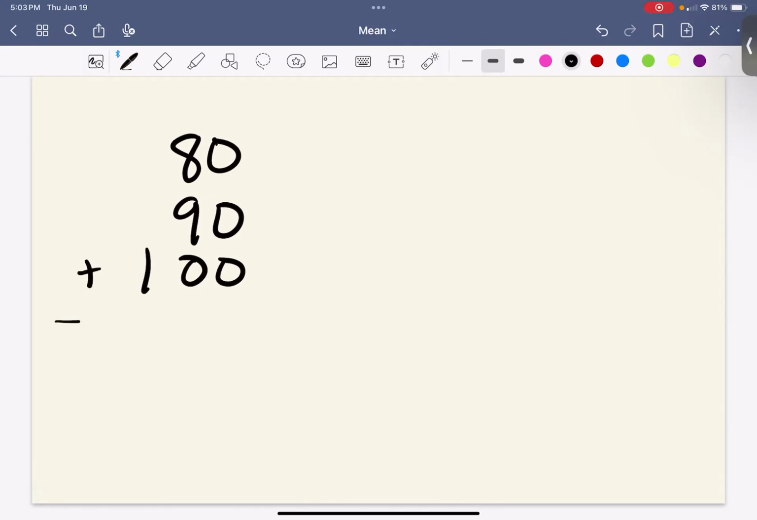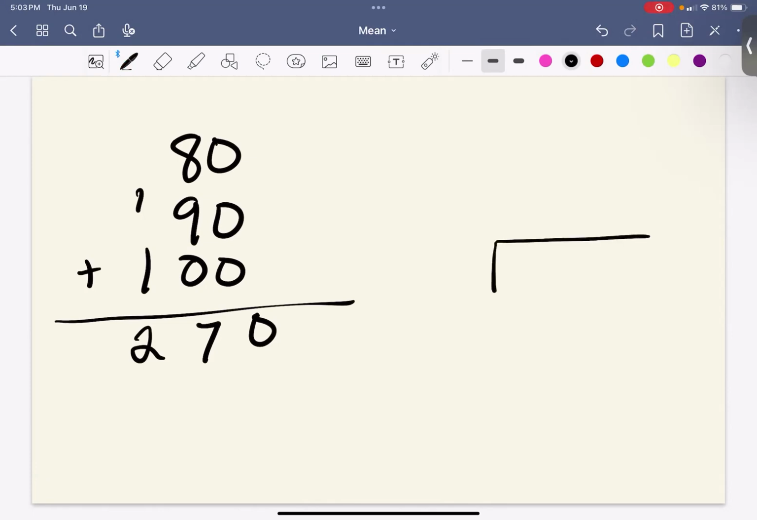Let's say someone says to you, what is your average on your math tests? And you say, okay, let me get all the math scores I got. So I got an 80, I got a 90, and I got 100. Okay, so if I add up all my test scores, I get 270. So now the total, when I add up all the data, is 270.